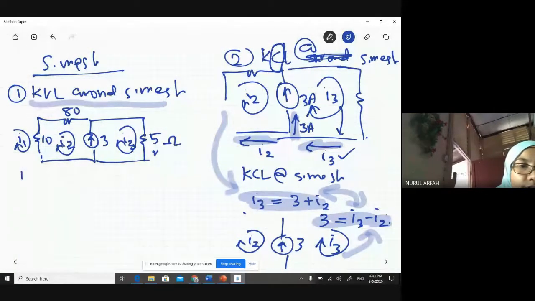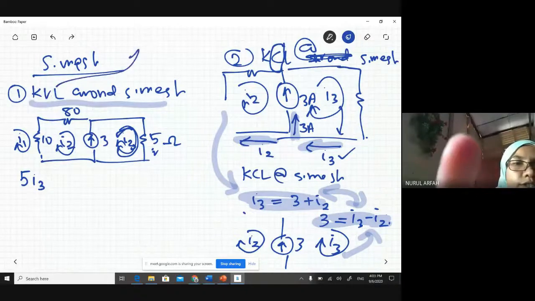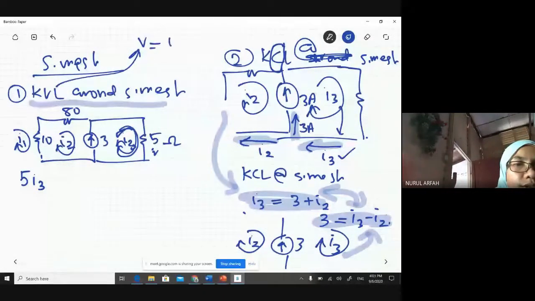Okay, KVL around the loop. 5 into this imaginary current, which is I3. What do we want to find? A voltage, right? If you want to find a voltage, voltage is equal to IR. So obviously you need to have a resistor and current. Here 5 is the resistor and I3 is your current. So 5 into I3, and then what else?